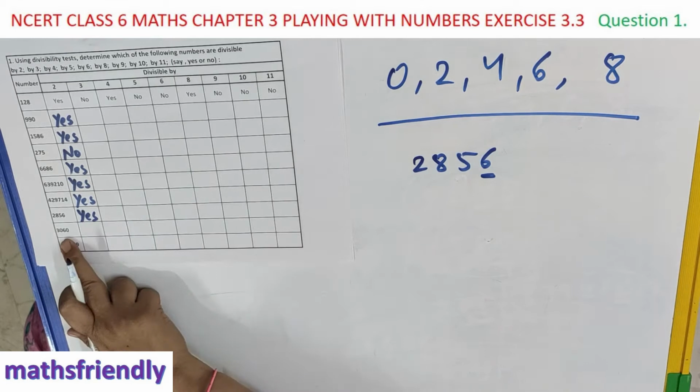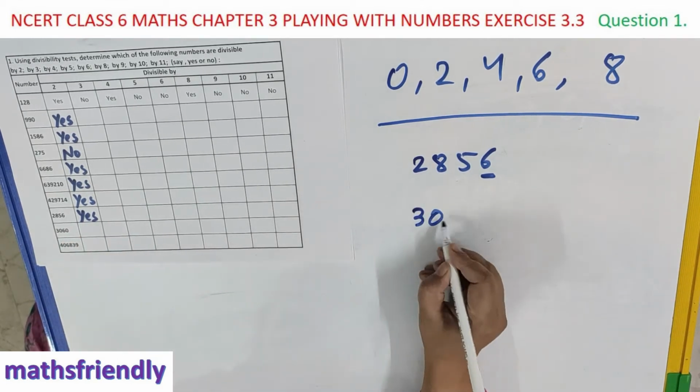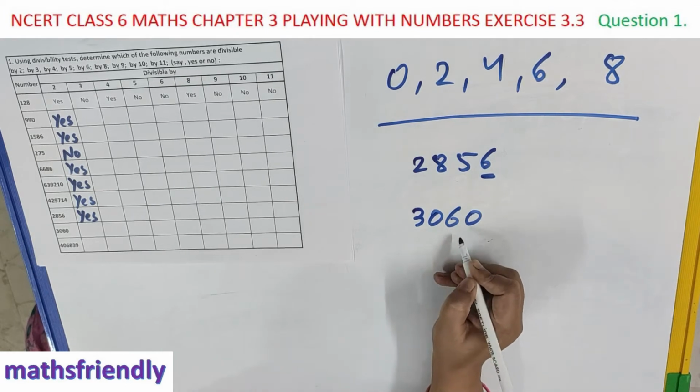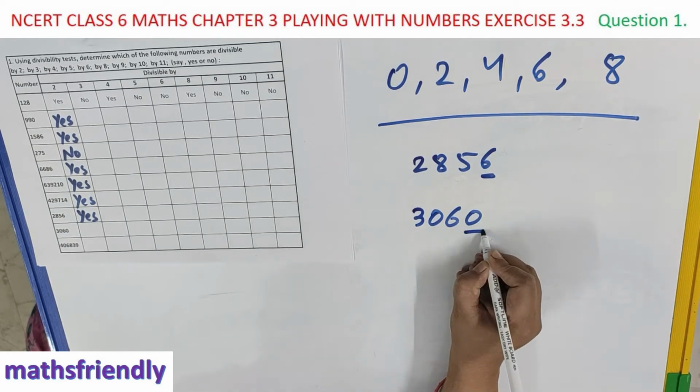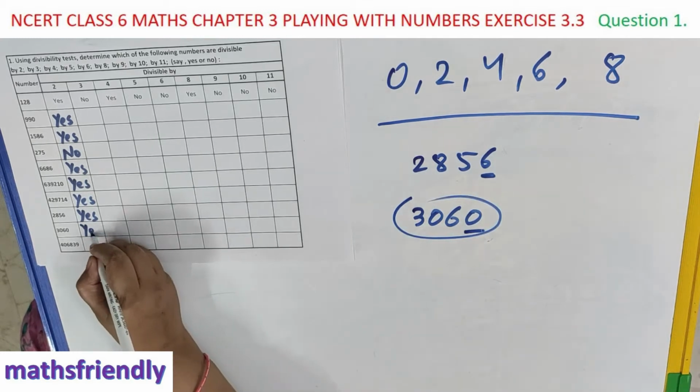Okay. Now what is the next number? The next number is 3060. The units place has 0. So this number is also divisible by 2. We will write yes.